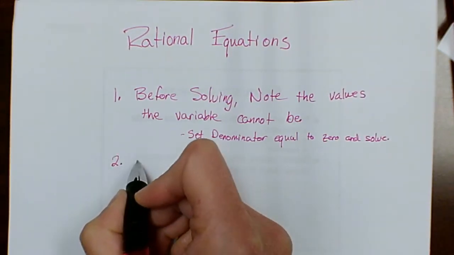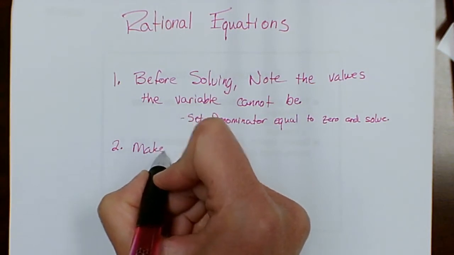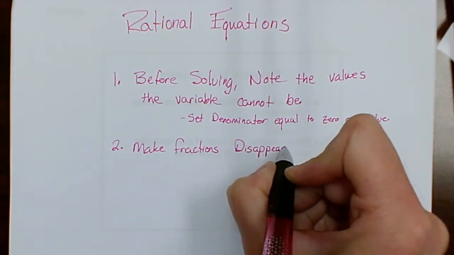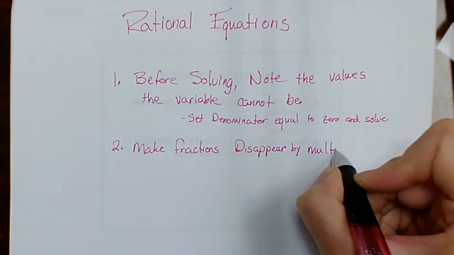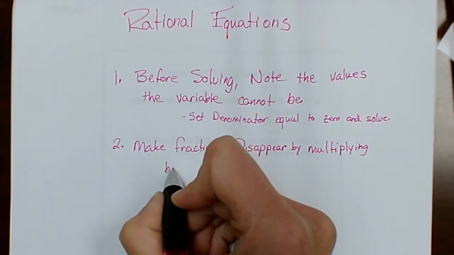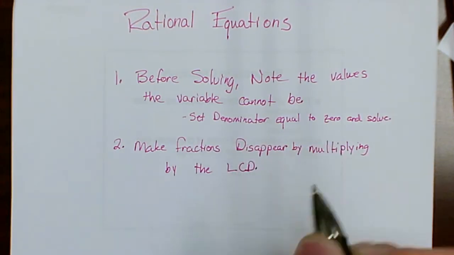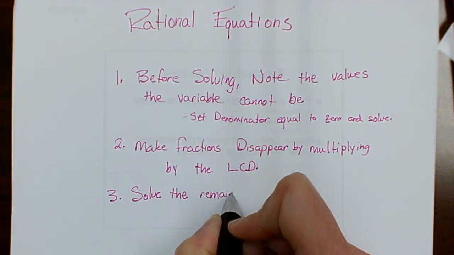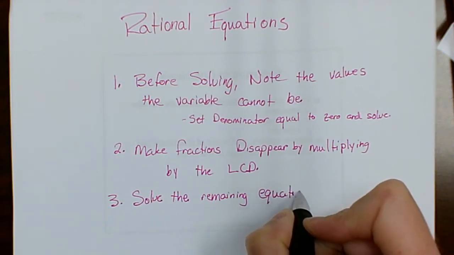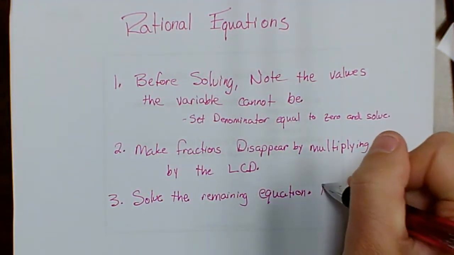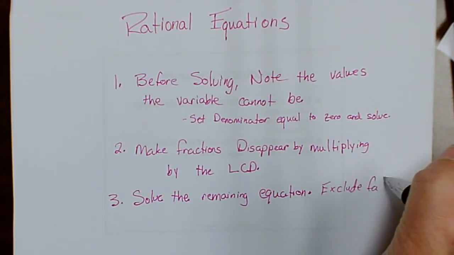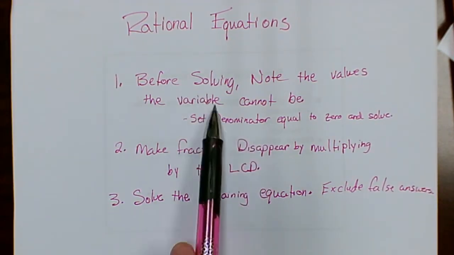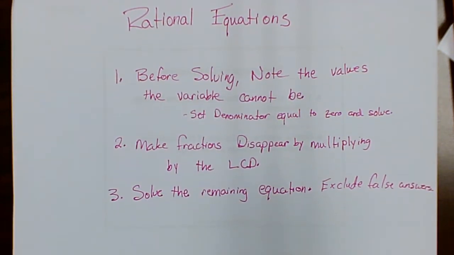Okay, 2. Make the fractions disappear by multiplying by the least common denominator. And then you're going to solve the remaining equation. And then make sure you exclude false answers, which, to determine the false answers, that's why before solving we say x cannot be these values.